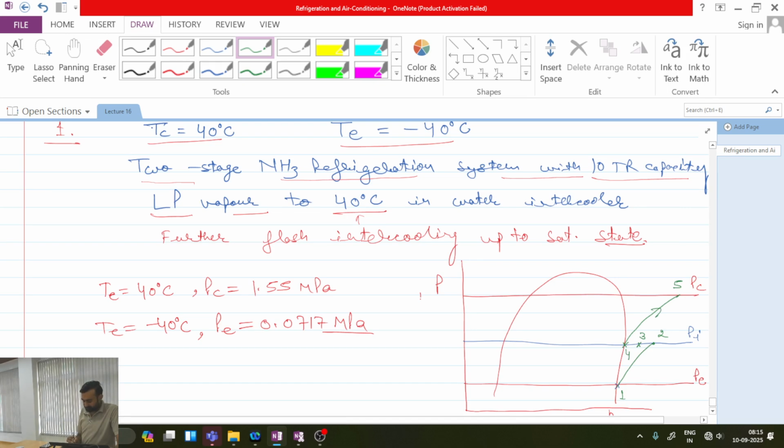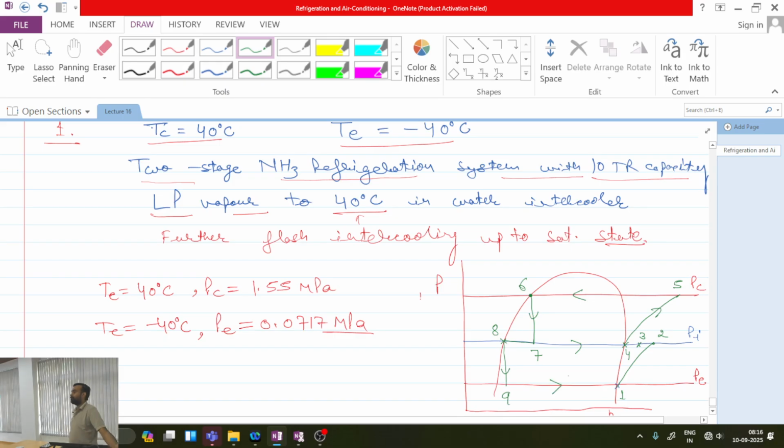Then 5 to 6, heat rejection in the condenser. 6 to 7, flash. We have a flash chamber. So in the flash chamber we have to first do the expansion up to the intermediate pressure. After doing the expansion up to intermediate pressure, vapor will stay at the top, liquid will be there at the bottom, state 8, and from the bottom liquid again we will be doing expansion up to state 9.